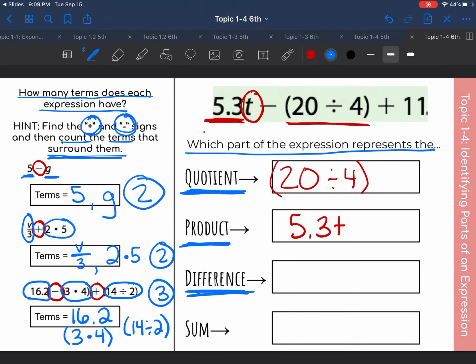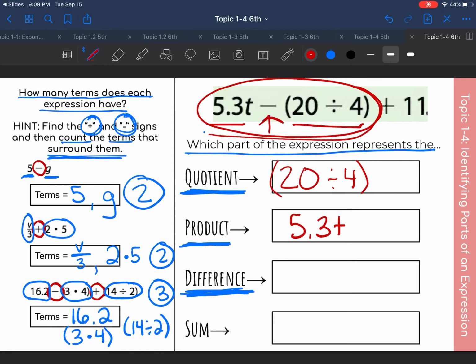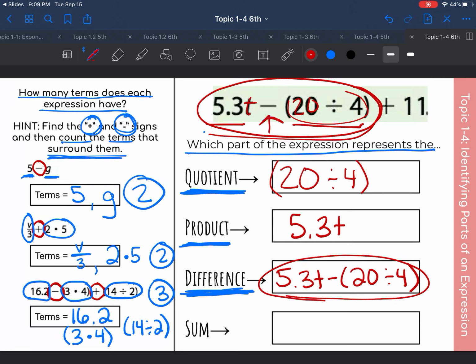The difference, okay, the difference stands for subtraction, all right? Now, this is a little different because I see the subtraction right here, all right? Now, whatever is being subtracted is actually this and this. So the whole subtraction is this whole entire thing, because you can't just say T and 20, because this whole thing goes together and this whole thing goes together. All right, so it's 5 3/10 T minus 20 divided by 4. That's the whole entire difference part of the expression.